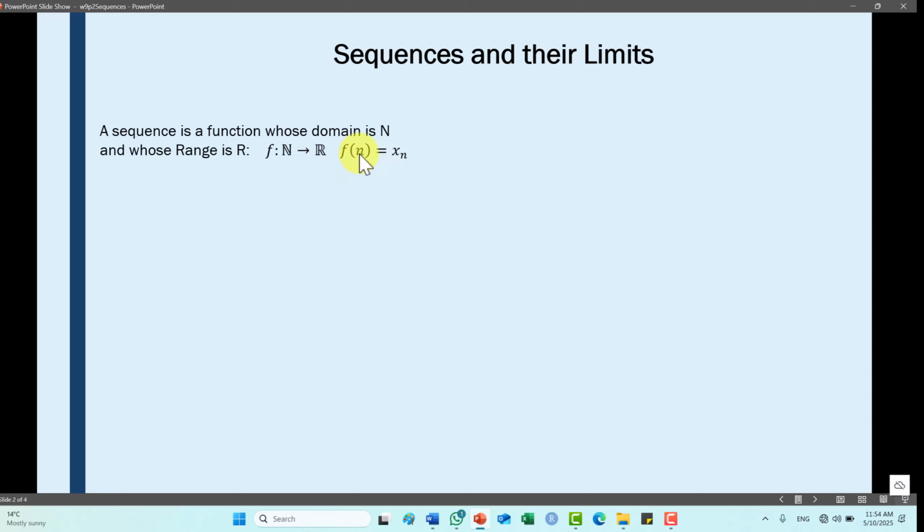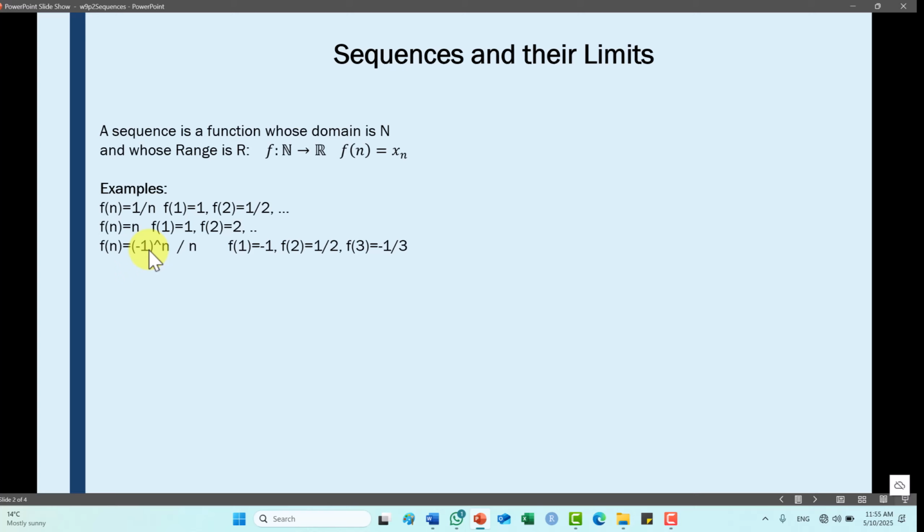Remember that n is a natural number, 0, 1, 2, 3, 4, and so on, and x_n is a real number. For example, f of n is equal to 1 over n. In this case, f1 is 1, f2 is 1 over 2, f3 is 1 over 3, and so on and so forth. Likewise, if x_n is equal to n, f1 is 1, f2 is 2, f3 is 3, and so on.